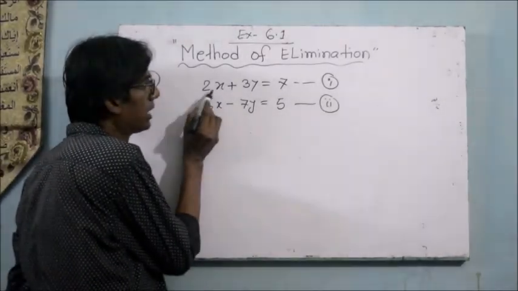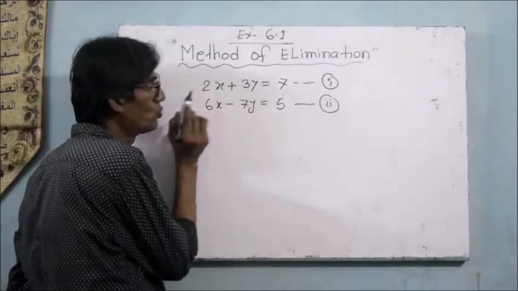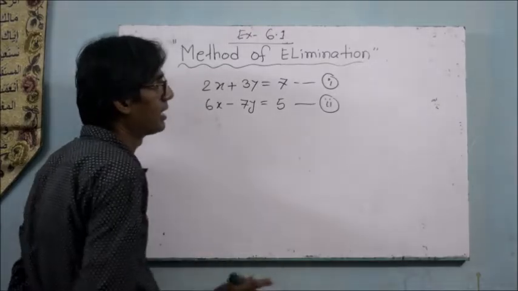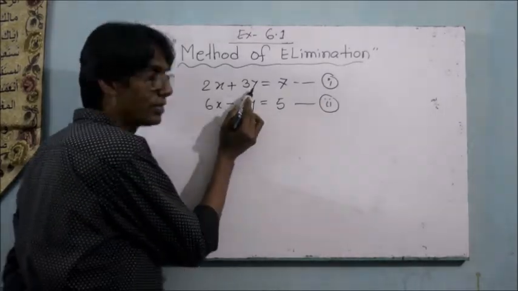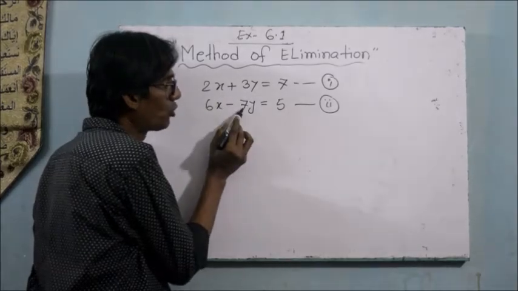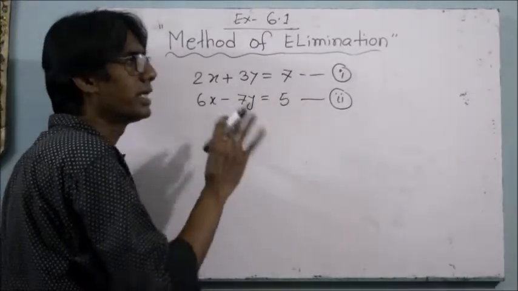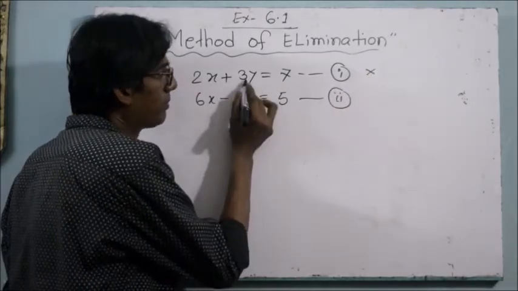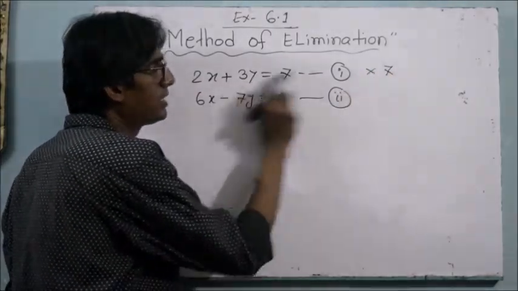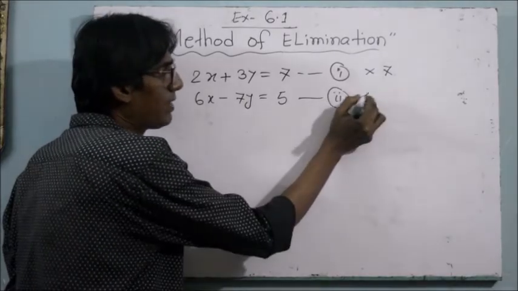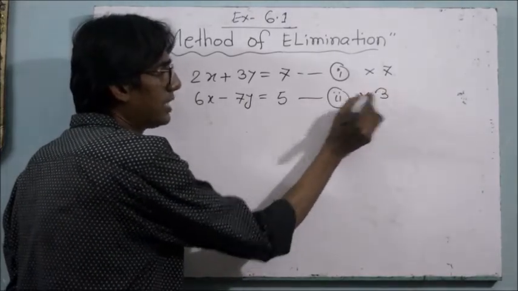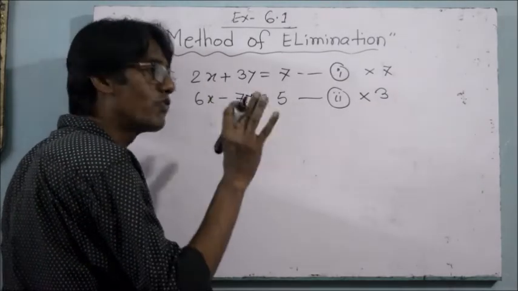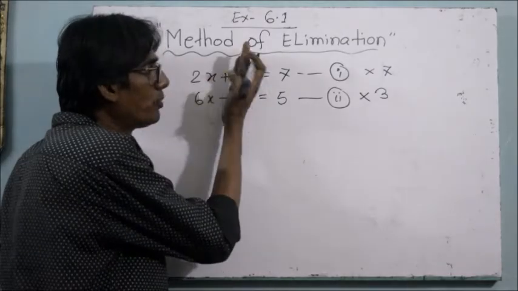Look at here. The coefficient of x is 2 and in the second equation the coefficient is 6, but in the y variable the coefficient here is 3 and here is 7. So I have to make any one variable equal. If I multiply equation 1 by 7, then 3 sevens are 21, and if I multiply equation 2 by 3, then also it will be 21. So 21y and 21y, same coefficient and opposite sign, so it will be eliminated.